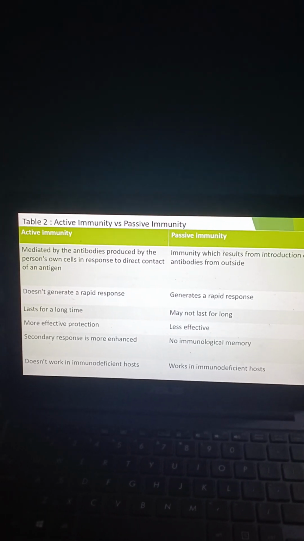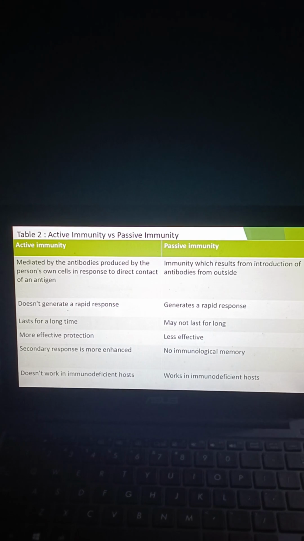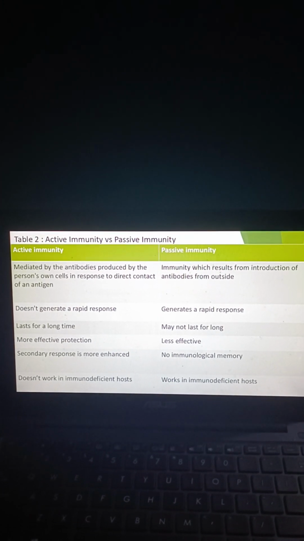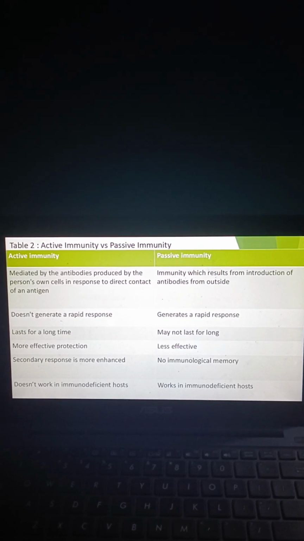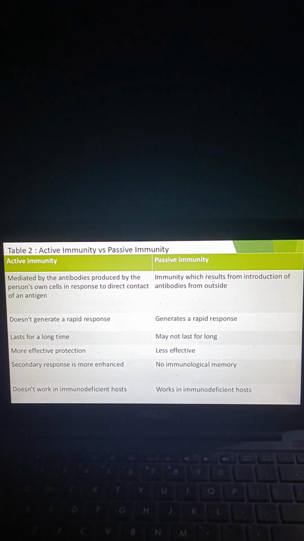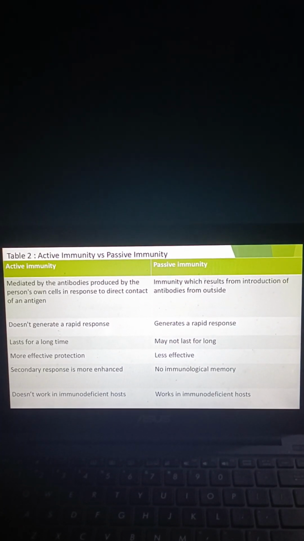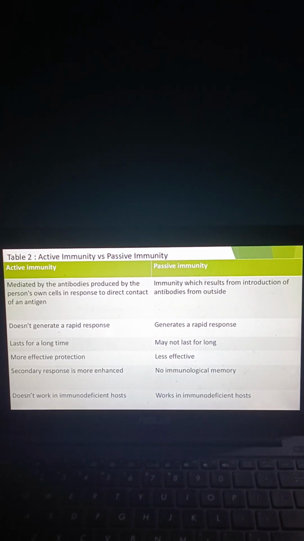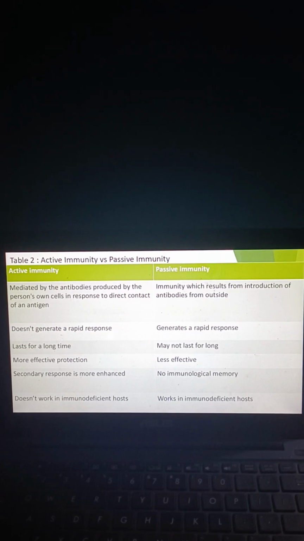Then the difference between active immunity and passive immunity. Active immunity is mediated by antibodies produced by the person's own cells in response to direct contact with an antigen, and it does not generate a rapid response. It lasts for a long time, gives more effective protection, the secondary response is enhanced, and it does not work in immunodeficient hosts.